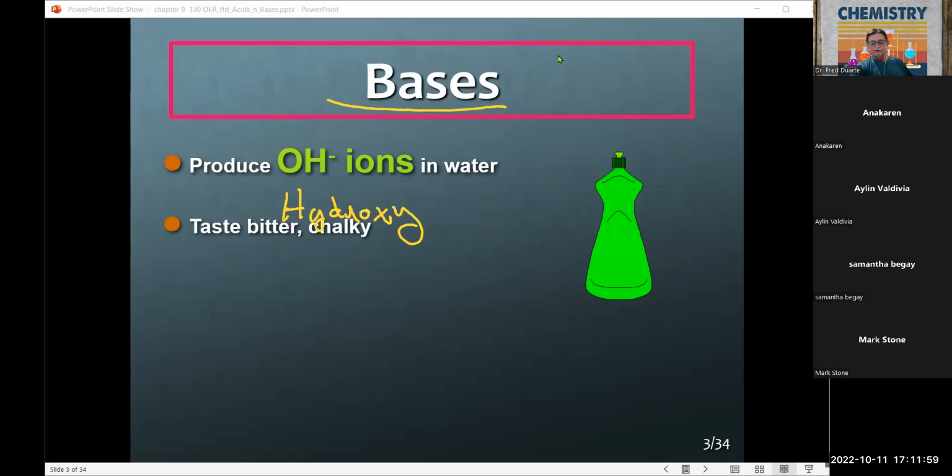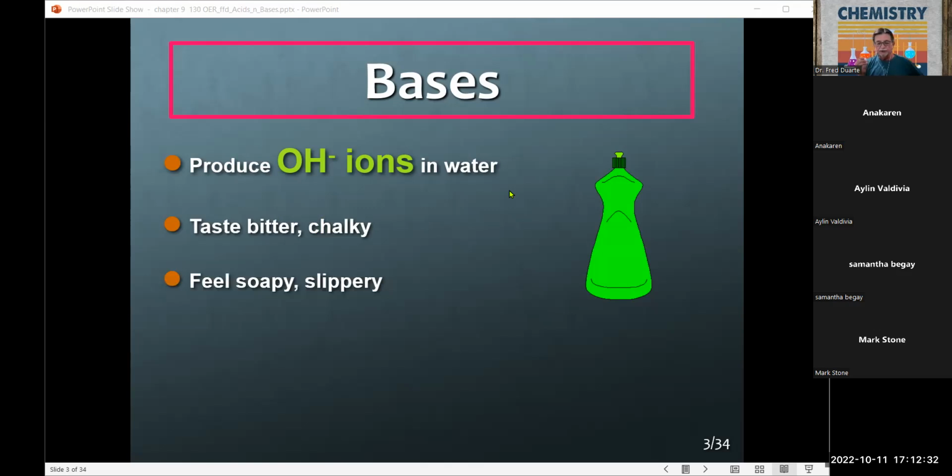Like sodium hydroxide, any metal hydroxide combination is a base. Some of them are very strong bases because they dissociate 100%. And some of them are weak bases because of the solubility rules. They don't dissociate as much, okay? But nevertheless, they're still bases. If you were to taste them, which I wouldn't recommend, they are bitter and they kind of look chalky, okay? And they feel soapy and slippery.